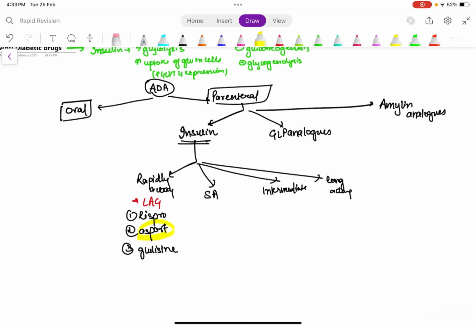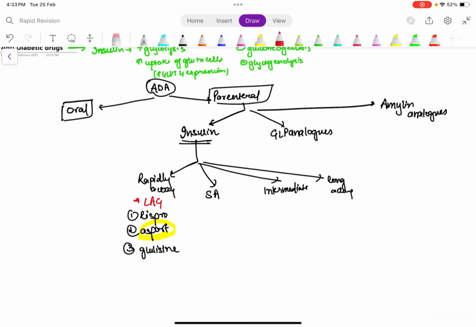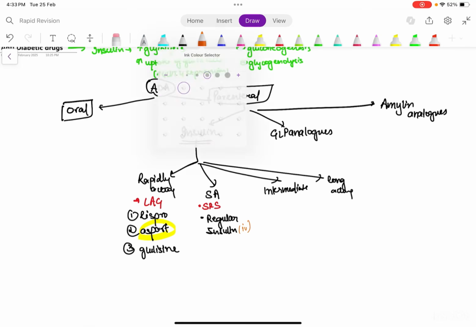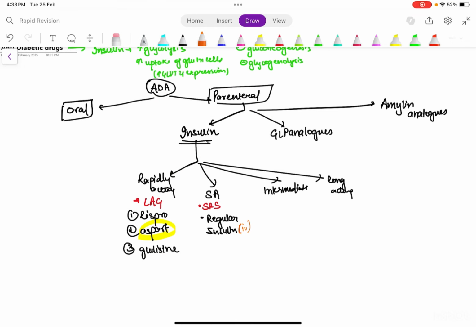Now out of all these, Aspart is the fastest. Now in short acting, you have to remember it through SRS. So S is short acting and R is regular insulin. Now regular insulin we can give IV, so you have to remember this point. Then S is for semi-lente, which is a zinc amorphous form.